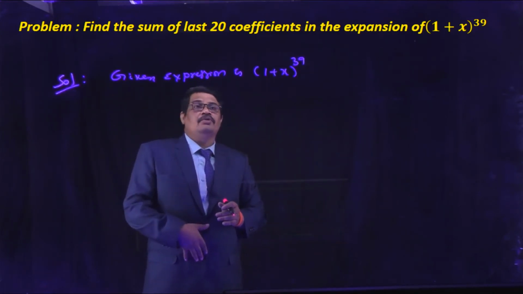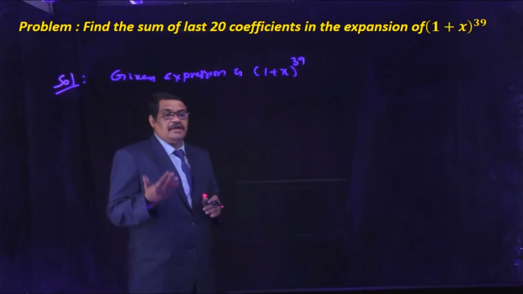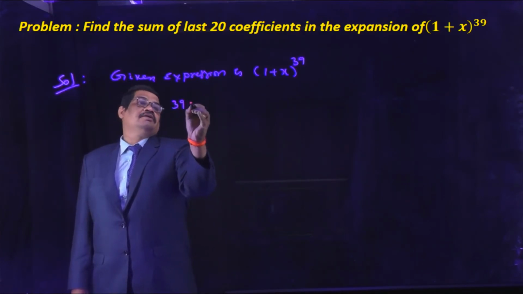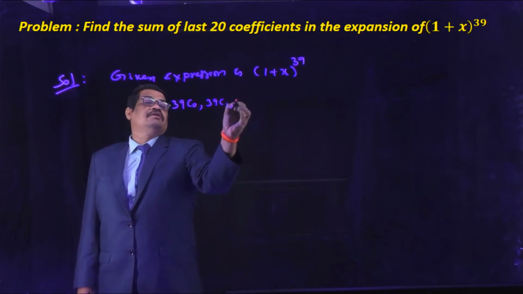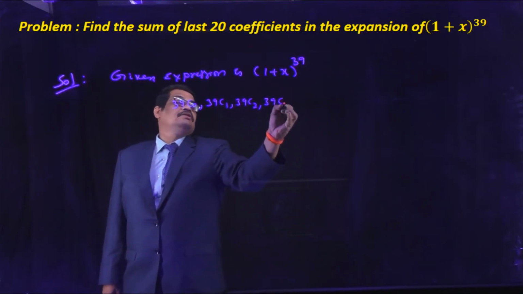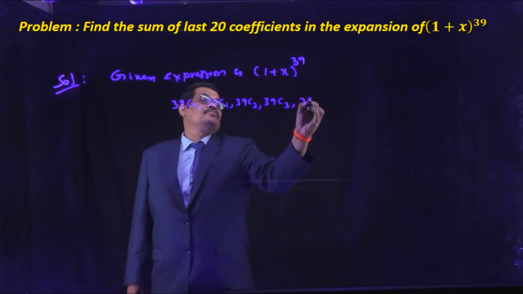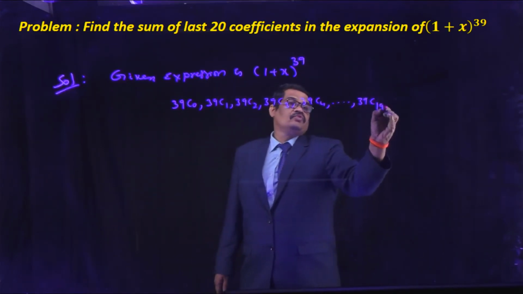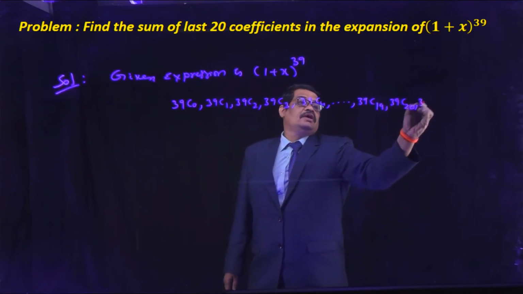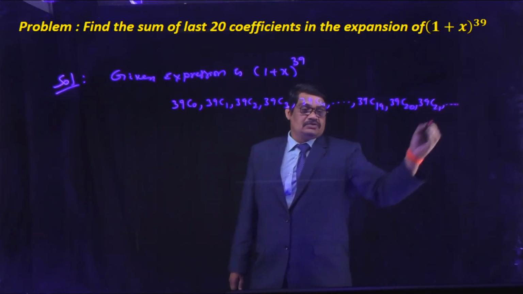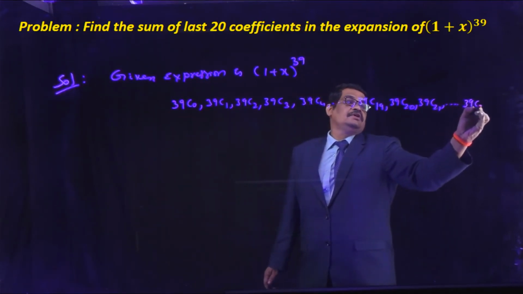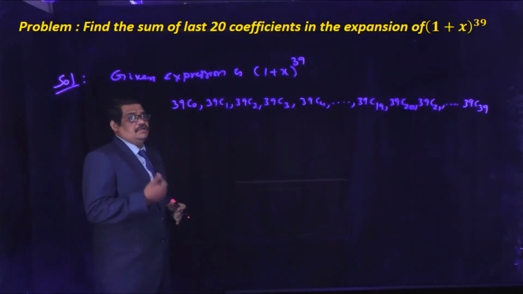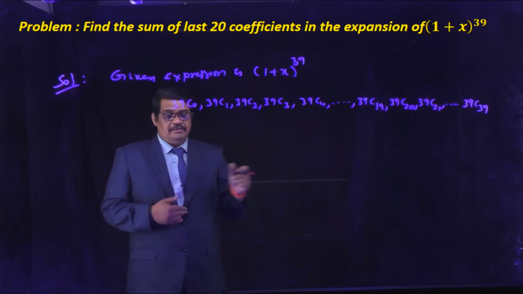What are the binomial coefficients in this expansion? The binomial coefficients are 39C0, 39C1, 39C2, 39C3, 39C4 and so on, 39C19, 39C20, 39C21 and so on, up to 39C39. These are the binomial coefficients.